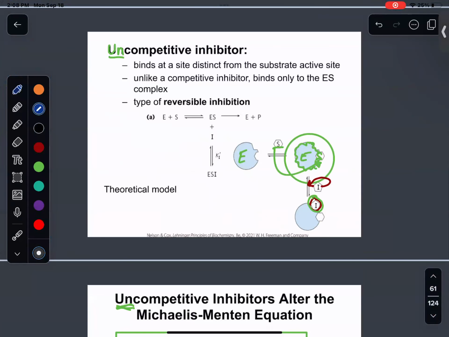And the inhibitor can bind either right to the enzyme substrate complex, or the inhibitor can bind right to the enzyme. Okay. That's what this is all trying to show you. It looks kind of confusing. It's not. It's just saying this right here. Okay, let's move forward.